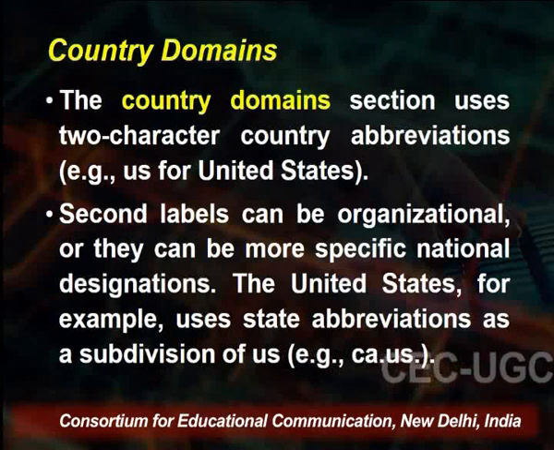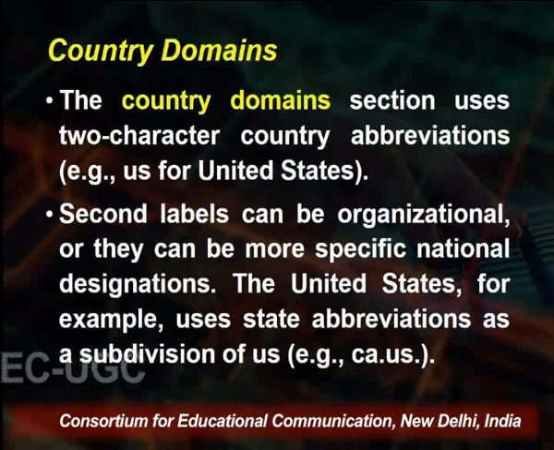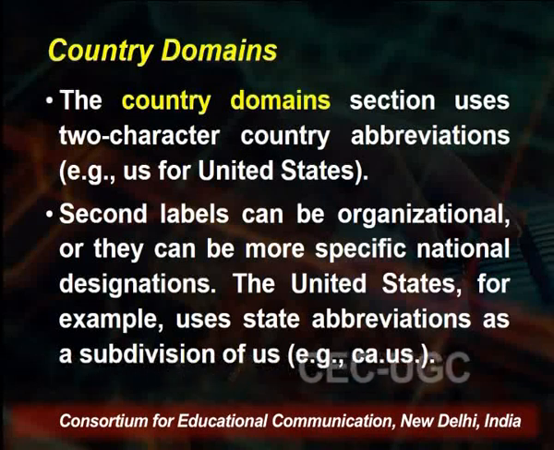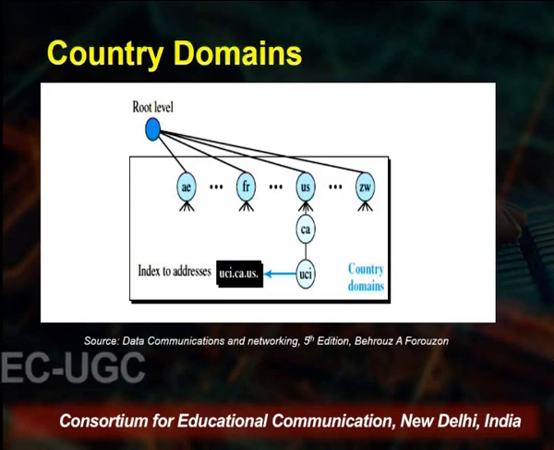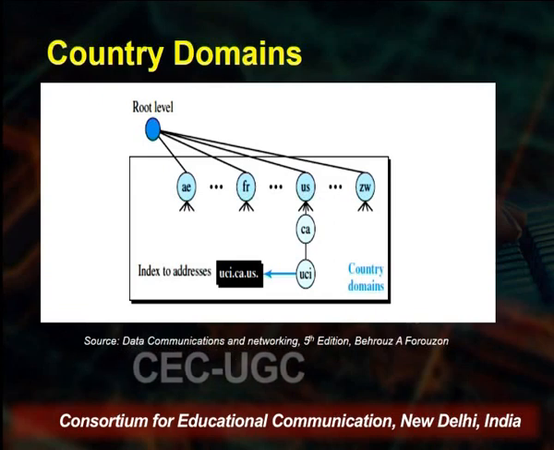So they will have something like CA.US, so United States, for example. So it will have a subdivision of the US also, but in case of India we don't use it this way, we simply write .in. So the country domain for India is .in, right. So this way, country domains can also be given. So these are the three types of domains which can be used in the internet.